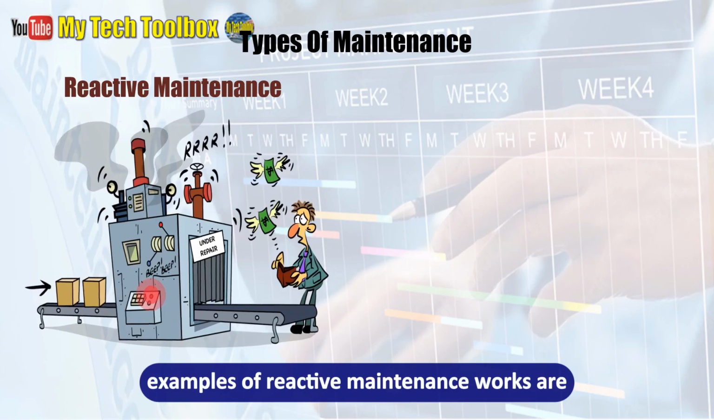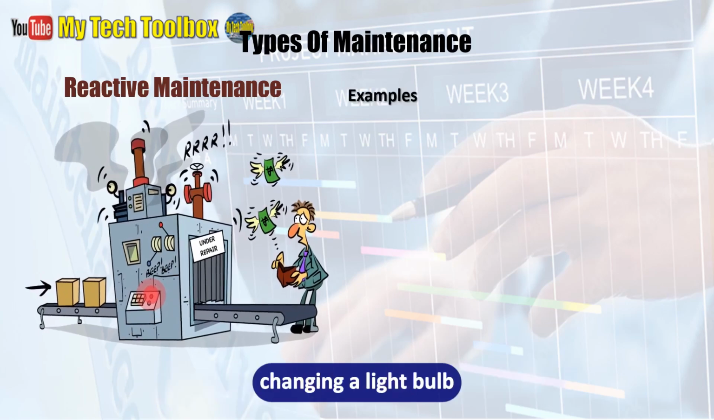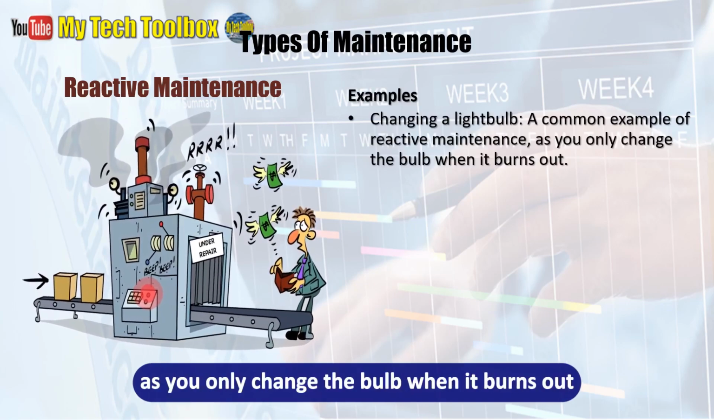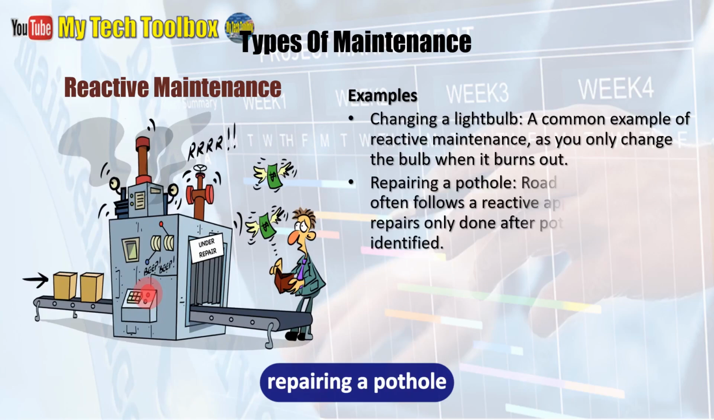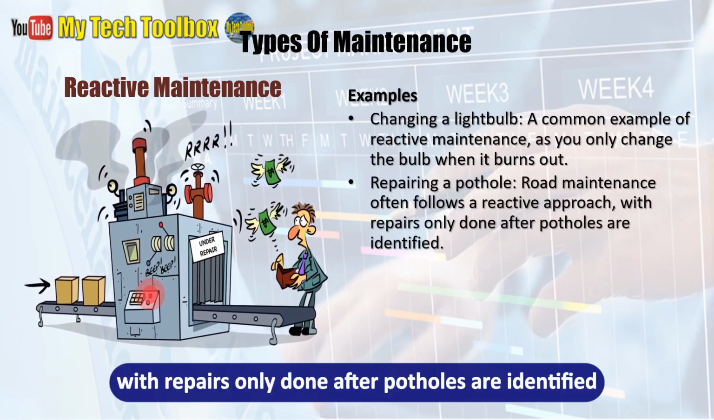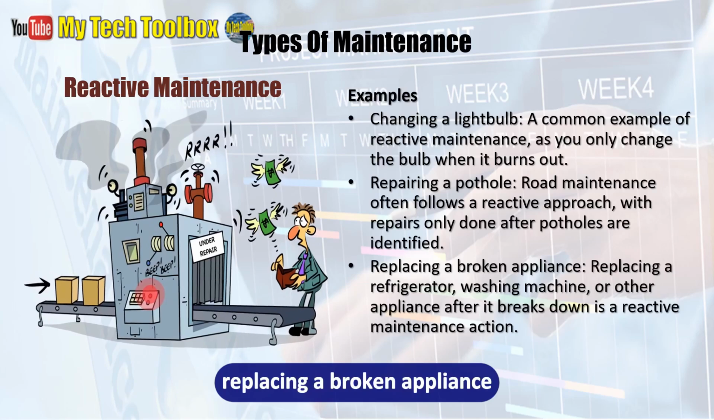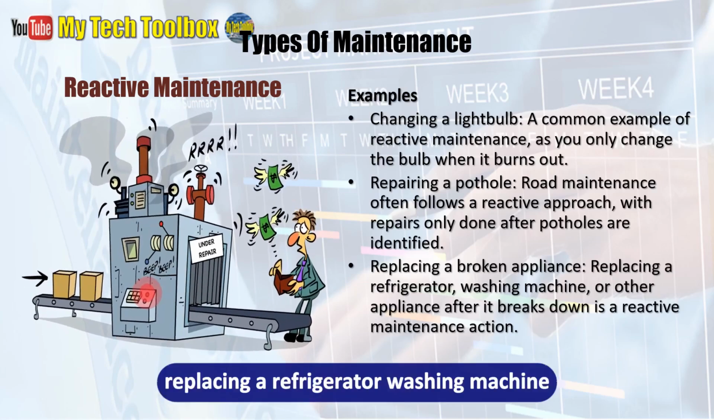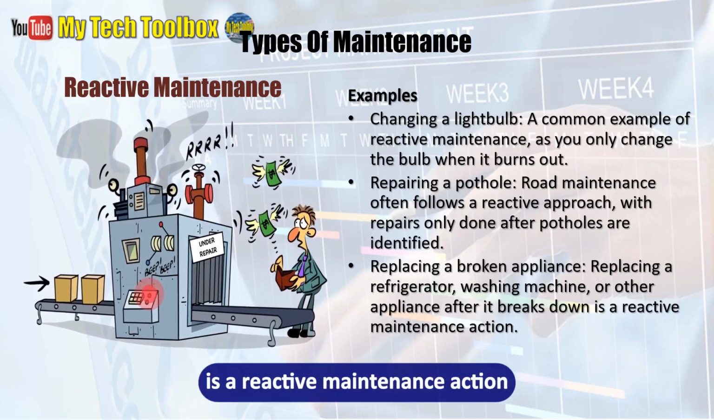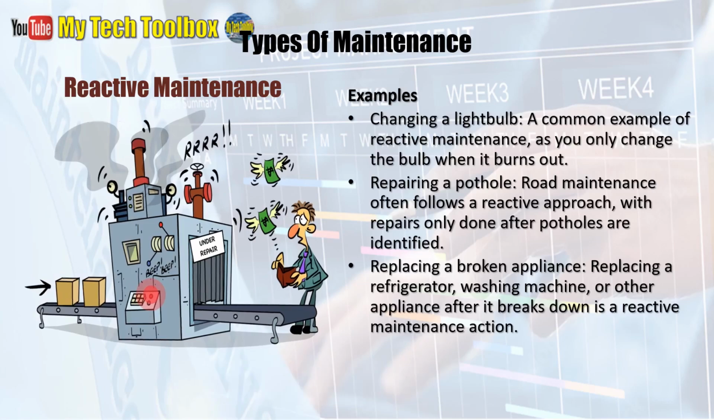Examples of reactive maintenance work are changing a light bulb, a common example of reactive maintenance, as you only change the bulb when it burns out. Repairing a pothole. Road maintenance often follows a reactive approach, with repairs only done after potholes are identified. Replacing a broken appliance. Replacing a refrigerator, washing machine, or other appliance after it breaks down is a reactive maintenance action.